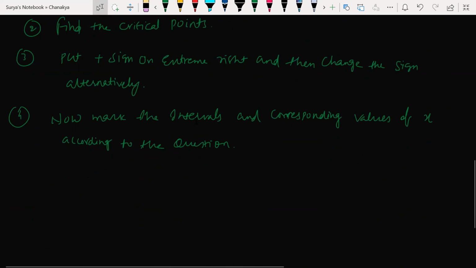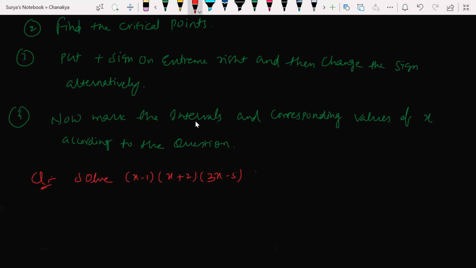Okay, first of all, let me tell you the basic concept. Look at this. The basic question we will solve. Solve (x minus 1)(x plus 2)(3x minus 5) less than 0. Okay. So here, look at this. This is the big inequality I have. Sir, if I multiply, if I solve, it takes so much time. How can I solve this? For that, we have a simple shortcut, beta. That is the Vedic method.